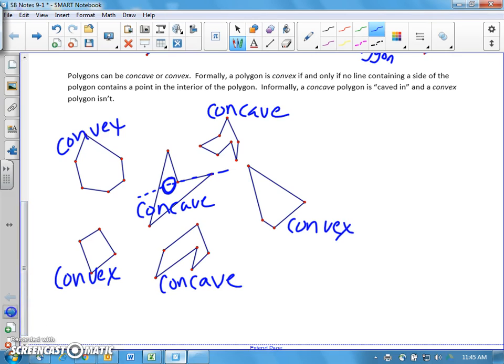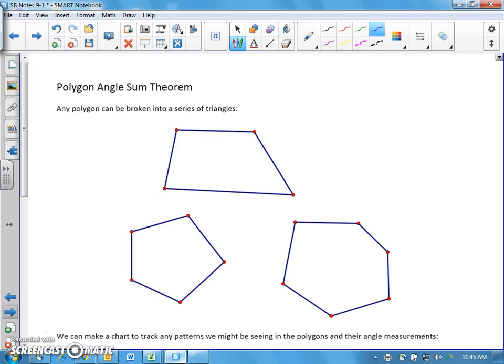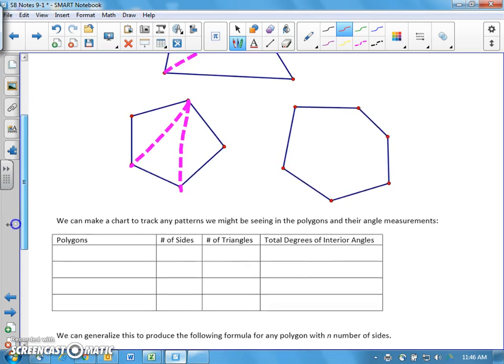All right, so let's move on now and talk about the polygon angle sum theorem. Basically what this says is that any polygon can be broken into a series of triangles. So if I took one vertex and drew a diagonal, you notice what I've done is taken that quadrilateral and created two triangles. I can do that with the figure right here, choosing one vertex and drawing all the diagonals that I can. It separates my figure into triangles. You try the last one.